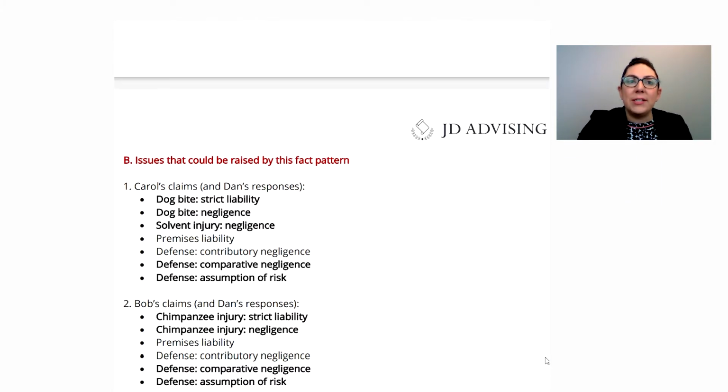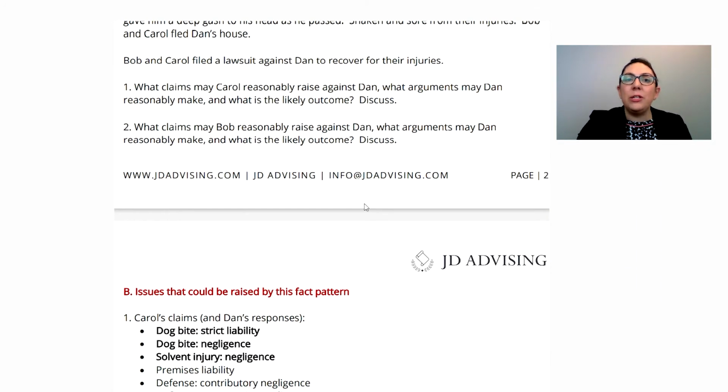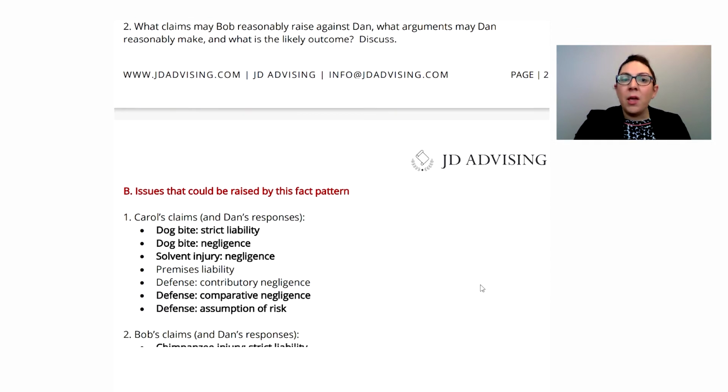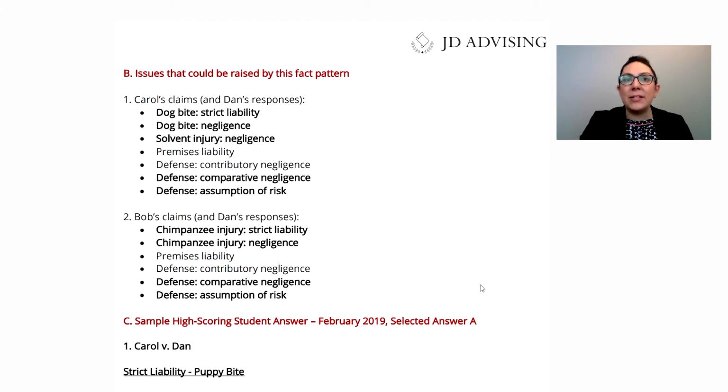The call of the question simply said, what claims may she reasonably raise? Not claims that she's likely to win or what claims will likely be successful. So we want to think about anything she could possibly argue. So there's 2. With regard to the other injury for the solvent, the possible claim there would likely be negligence. There's also a minor premises liability claim as invitees onto Dan's property. Carol and Bob potentially have a cause of action in negligence as invitees.